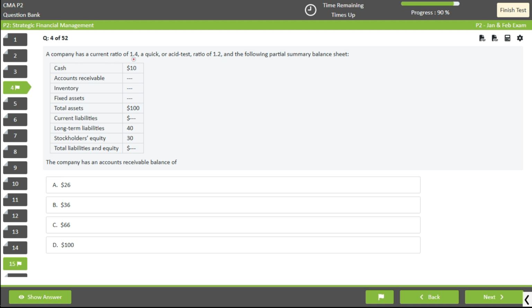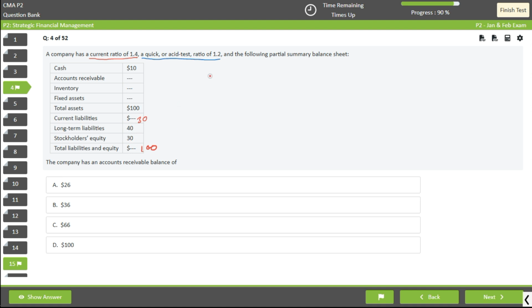A company has current ratio of 1.4, a quick or acid test ratio of 1.2. So a current ratio is 1.4 and the quick ratio is 1.2. The following partial balance sheet is given, so we need to find the value of accounts receivable. So let us find the value of everything. So if your total asset is 100, your total liabilities and equity will be 100. When your total liabilities and equity is 100, your current liabilities will be 30, because 30 plus 40 plus 30 is equal to 100.